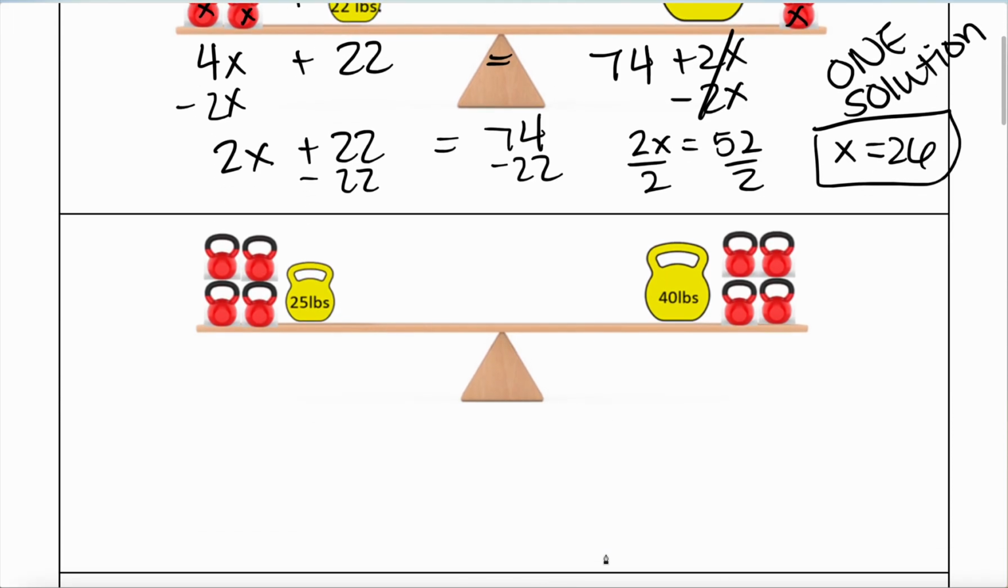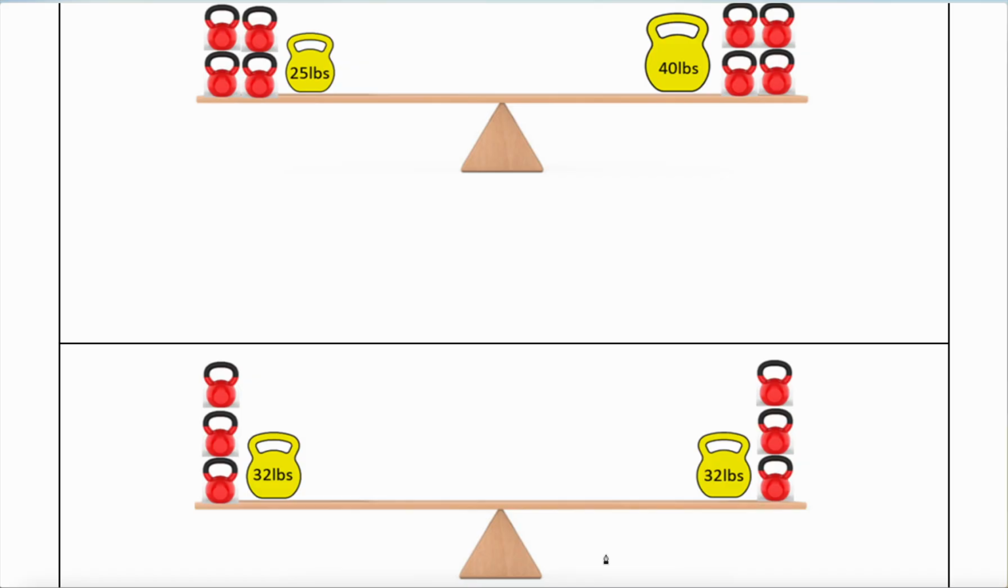Moving on to our second example, this is going to be a new type of solution that you have not worked with yet this year. So again, I'm going to go through and I'm going to mark my red kettlebells as x variables because we do not know how much they weigh. I'm just going to make this a picture equation. And then I'm going to write it out as an equation itself. 4x plus 25 is equal to 40 plus 4x.